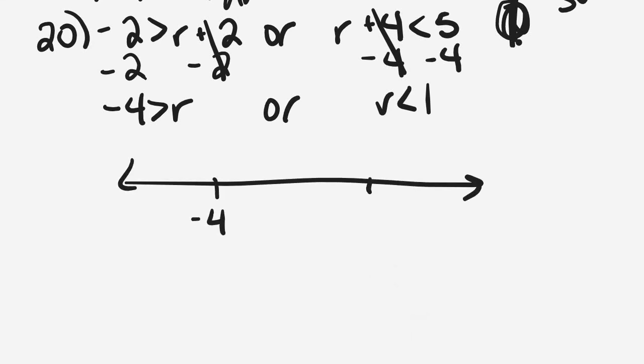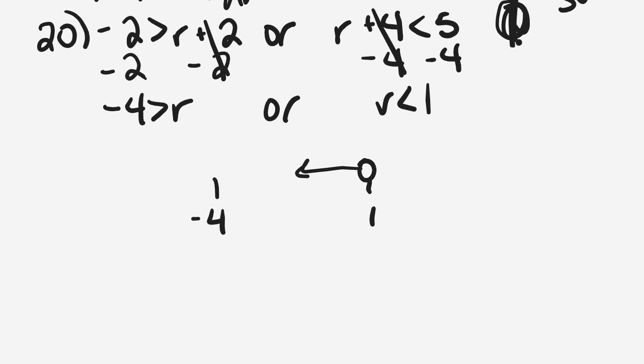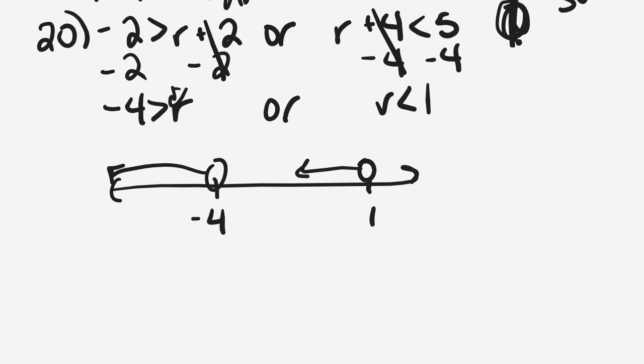All right, so let's see. We have negative 4 and 1. They're both open circles. So we want r to be more than negative 4. That way. We want r to be less than negative 1. Oh, my bad. Sorry, guys. It is late, and I am not thinking straight. There we go. Less than. The r's have to be smaller than the negative 4.